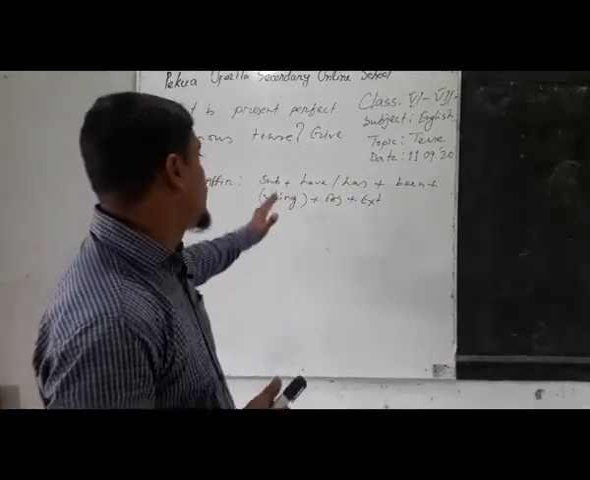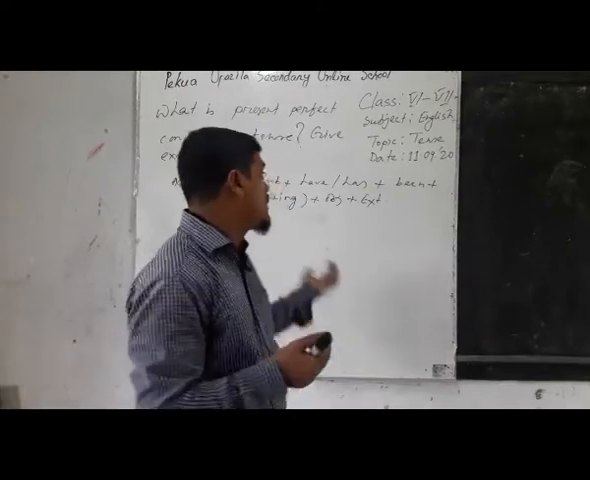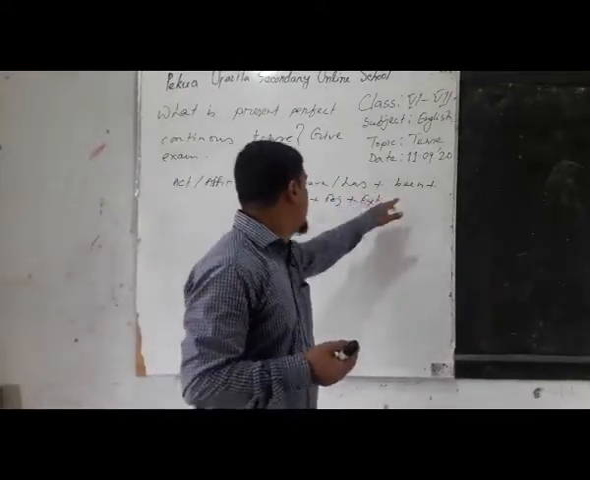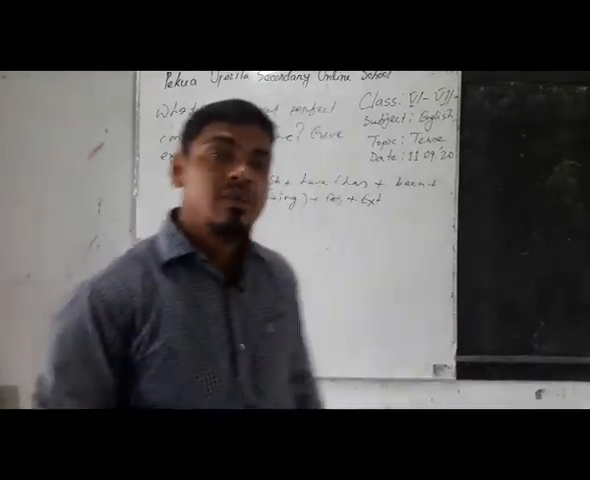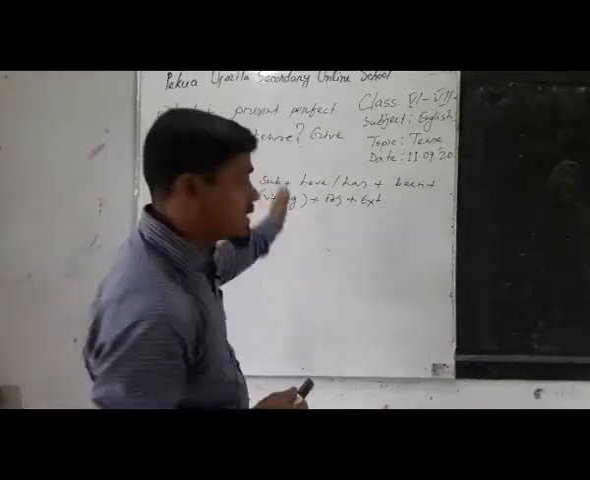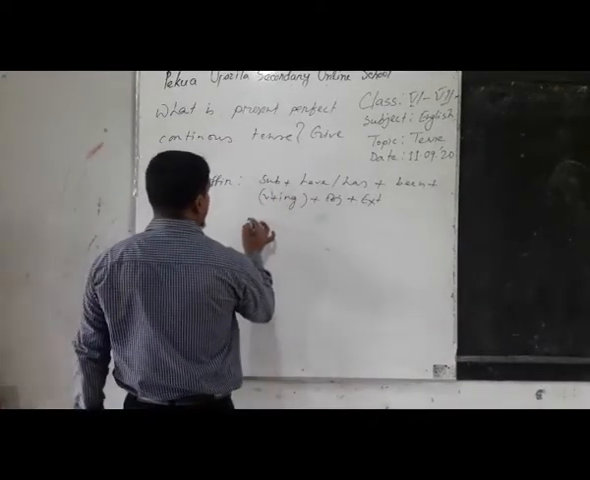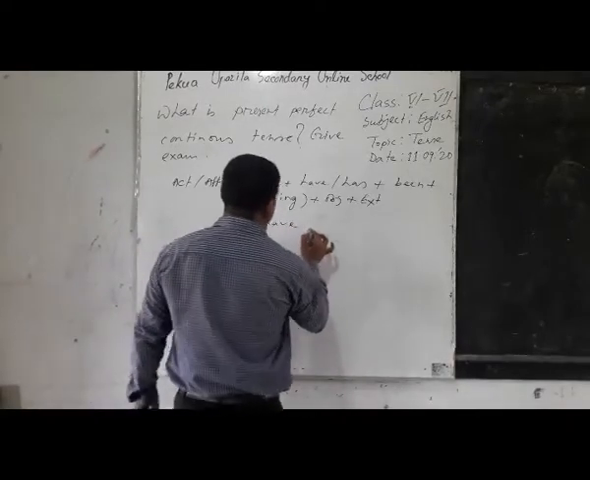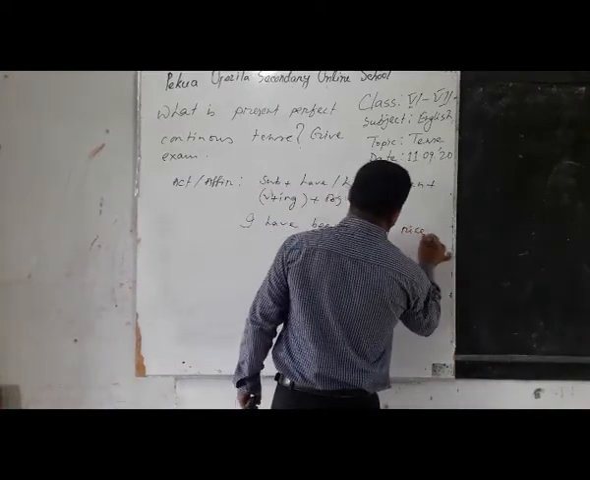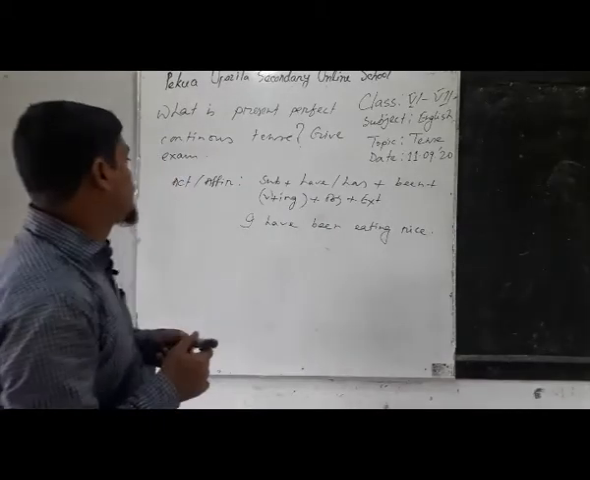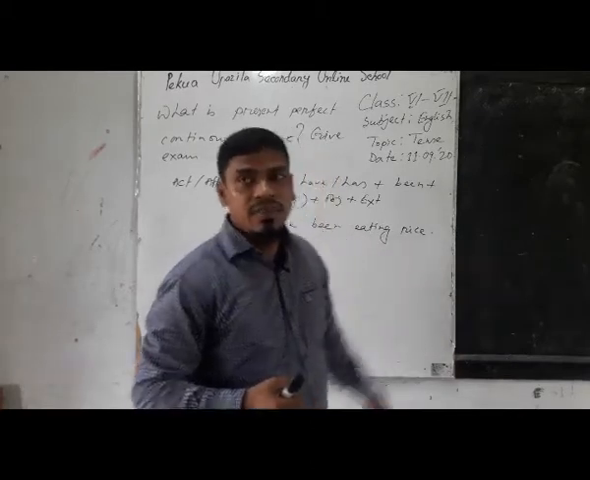Dear students, you have to find out the difference between present perfect and present perfect continuous. Here have or has plus been plus verb plus ing, but in present perfect it is have or has and then verb 3. So be careful to identify these structures also. I write the example with this structure: I have been eating rice. So according to the example, subject, have, been, verb plus ing, and then object.